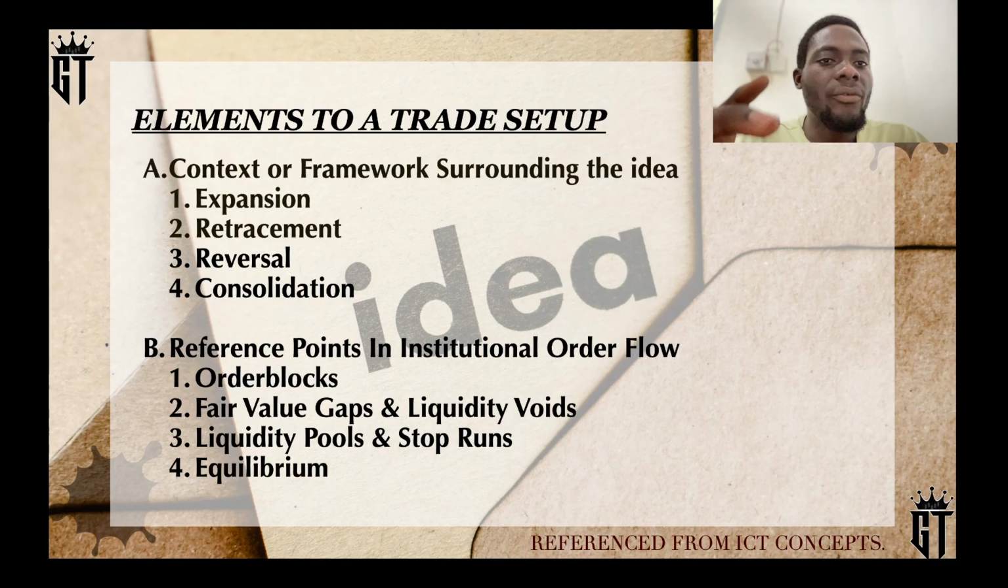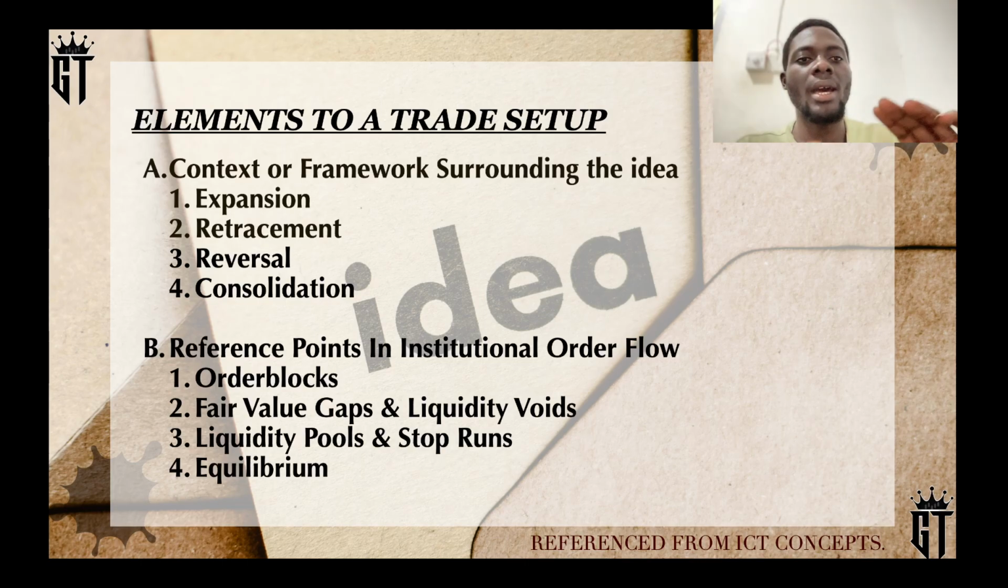Now, knowing the frameworks, we have to have reference points in institutional order flow that we are going to refer to and say, okay, when price gets to this level and it shows me this framework, this is the reference point I'm going to use to place my trade. You get what I mean? Those reference points include number one, order blocks. Number two, fair value gaps and liquidity voids. Number three, liquidity pools and stop runs. And number four, equilibrium.